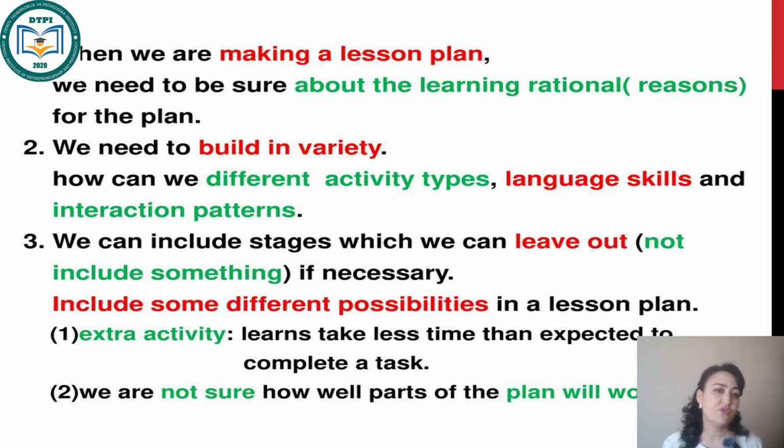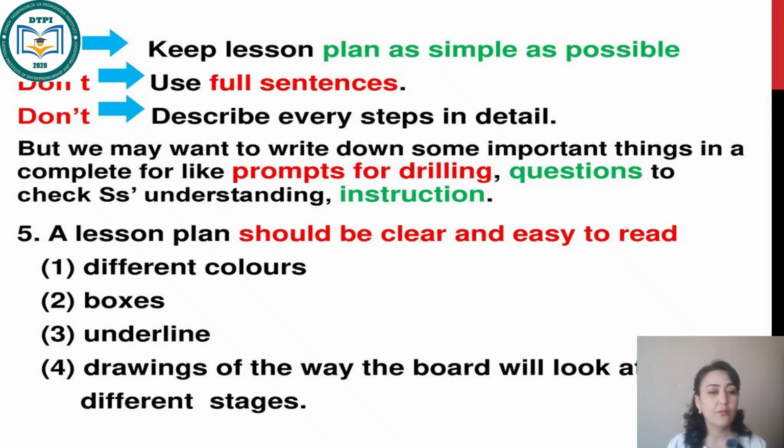For example, we should have an extra activity in case learners take less time than expected to complete a task, or in other cases, when we are not sure how well parts of the plan will work. And here we try to give do's and don'ts. What should we do? We should keep the lesson plan as simple as possible. We shouldn't use full sentences.